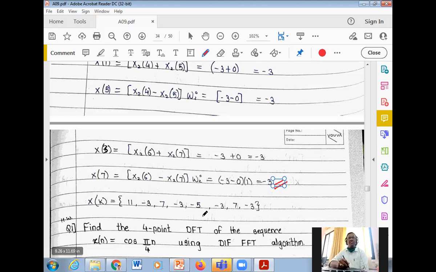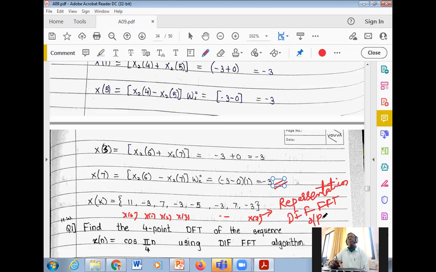But while writing the final answer, we should write it in the actual format. It is like x of 0, x of 1, x of 2, x of 3. Likewise, we have to write up to x of 7. This is a representation of the DIF FFT output, we can call it the DIF FFT output.